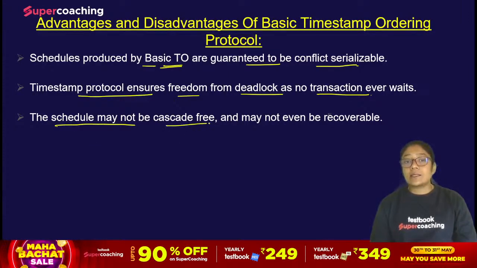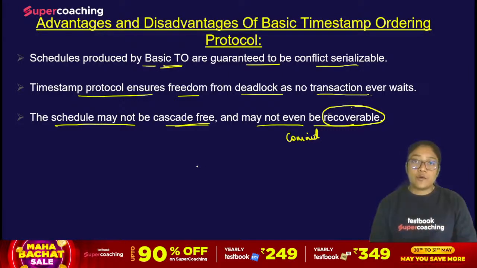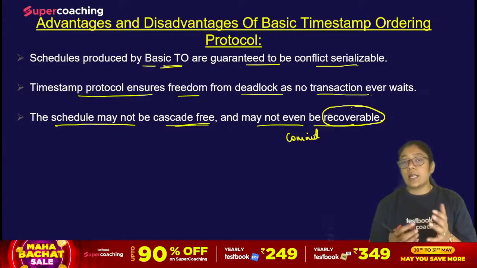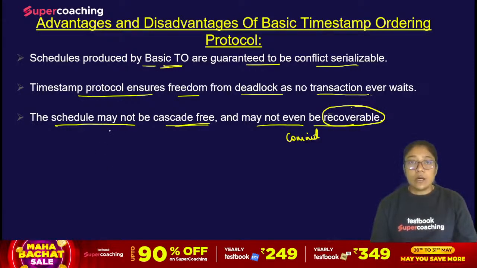The schedule may not be cascade free, may not even be recoverable. Why not recoverable? Because for recoverability we have one condition, that is we need to check the order of commit. If the dependent transaction gets committed first, then we say the schedule is irrecoverable. But if the main transaction that has performed the write operation gets committed first, then we can say the schedule is recoverable, right? So here we are not at all considering the order of the commit. We have not talked about commit at all. That means this protocol is not free from recoverability issues. We cannot take the guarantee that it will be a recoverable or irrecoverable schedule. So that's why I'm writing here the term 'may not'. May means it may or may not happen.